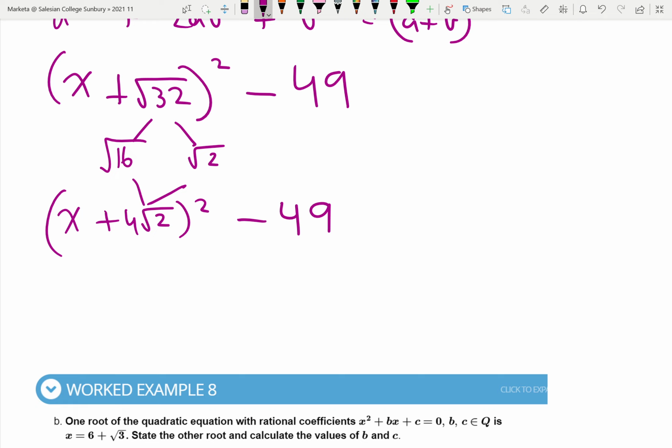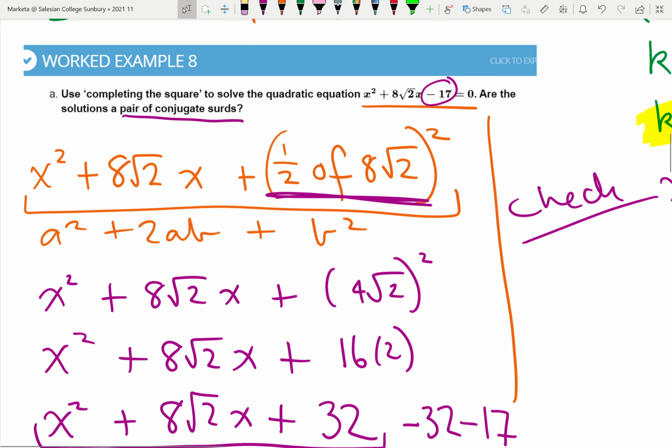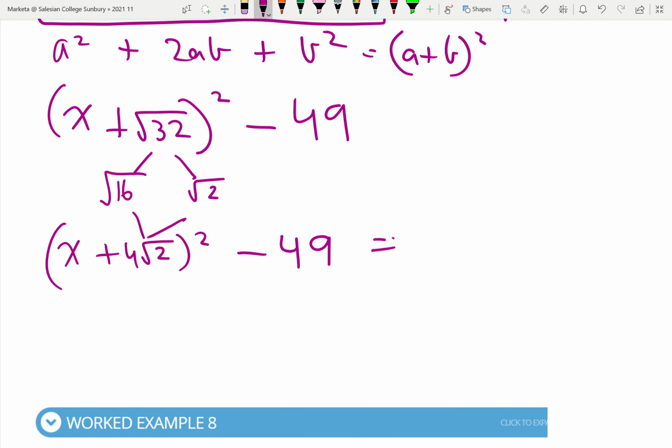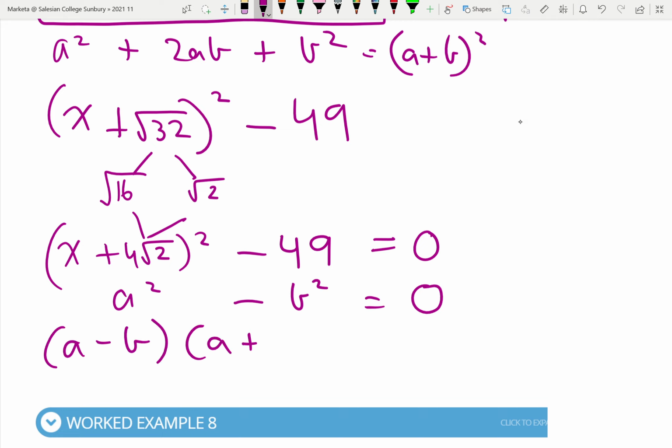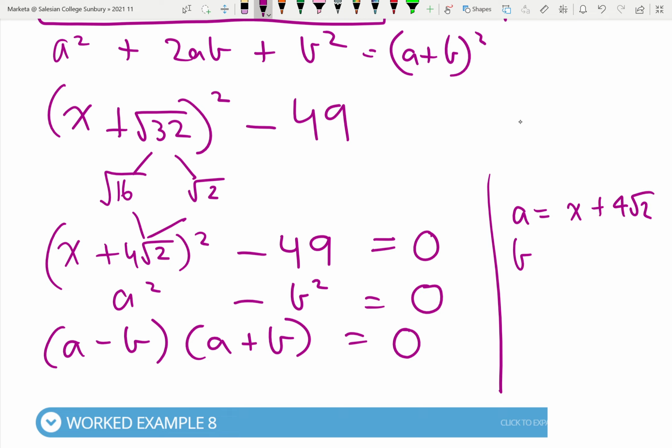And while we've completed the square, we've got to equate it to 0. And we want to see if the solution is a pair of conjugate surds. So if it's a pair of conjugate surds, you're going to have something plus or minus in the middle. So look, let's solve it. This is a squared minus b squared equals 0. So a minus b, a plus b equals 0. So I'm going to say a equals x plus 4 root 2 and b equals 7. So a is the square root of this and b is the square root of this.